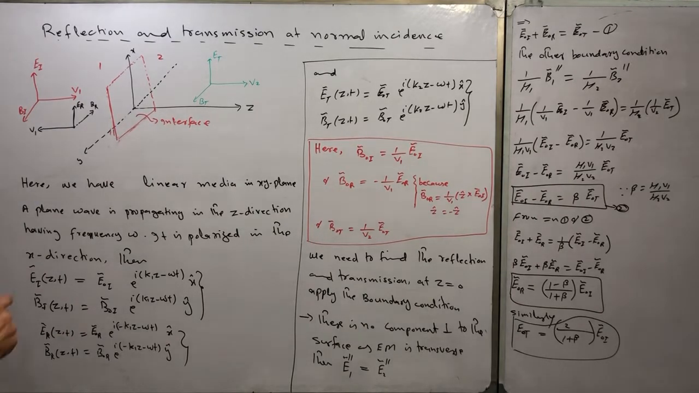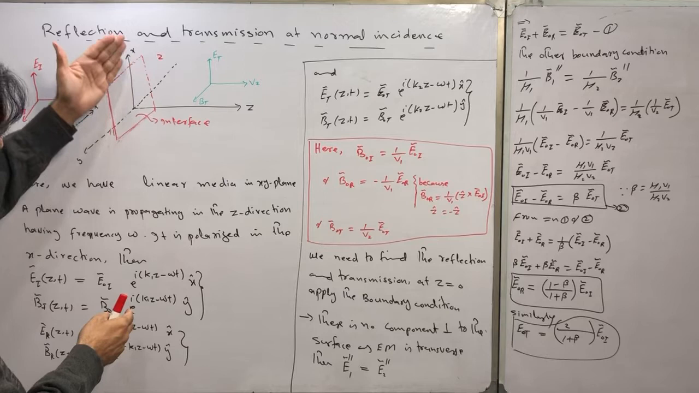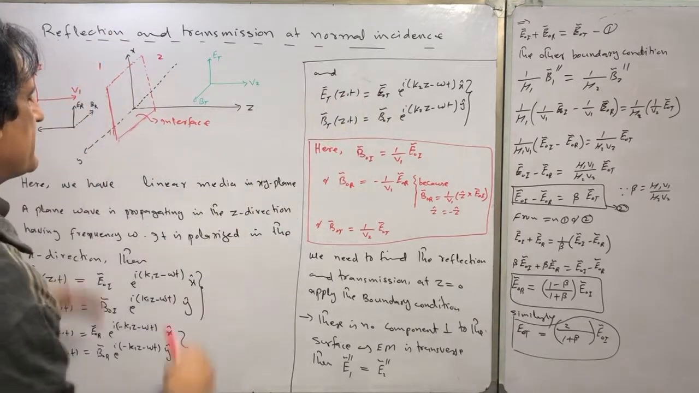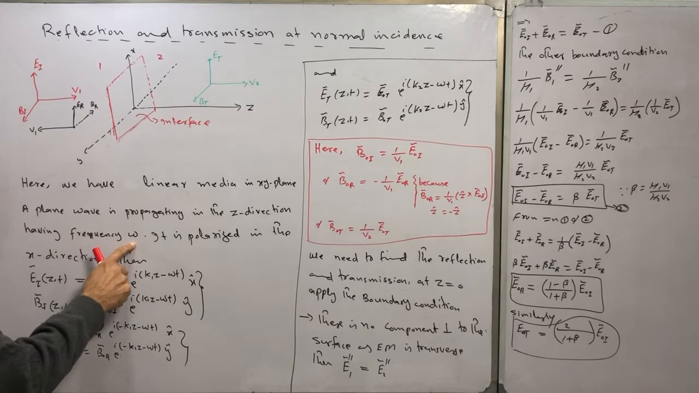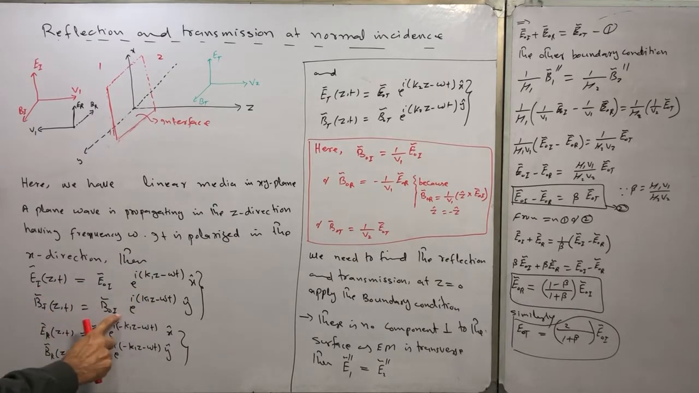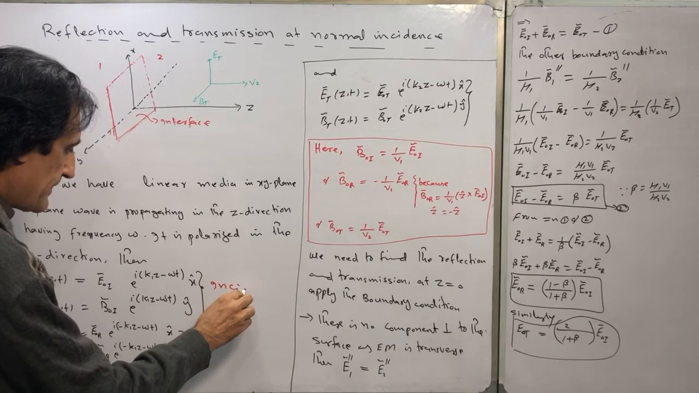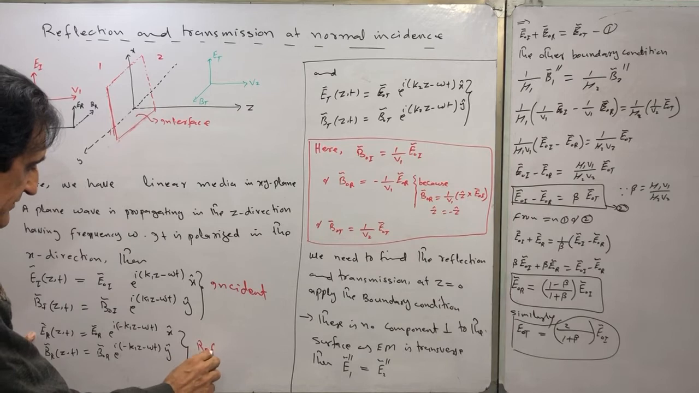Now here we have linear media and the xy plane, as I have discussed, and the wave is propagating along the z direction. A plane wave is propagating in the z direction, having frequency omega. It is polarized in the x direction because the electric field is aligned along the x-axis. Then Ei is equal to this, and Bi is equal to this. This is the incident field. And the reflected field must have a negative sign. This is the reflected one.